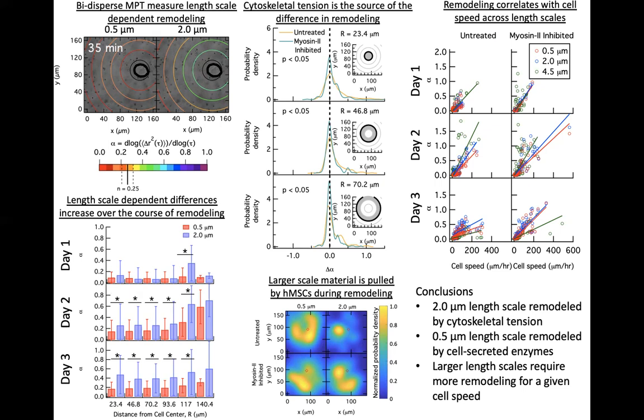So some conclusions from this work, we've shown that the 2 micron length scale is remodeled by cytoskeletal tension, the half micron length scale is remodeled by cell secreted enzymes, and that the larger length scales require more remodeling for a given cell speed in untreated populations.